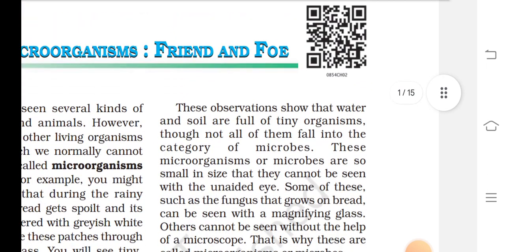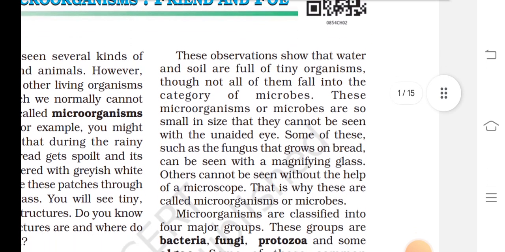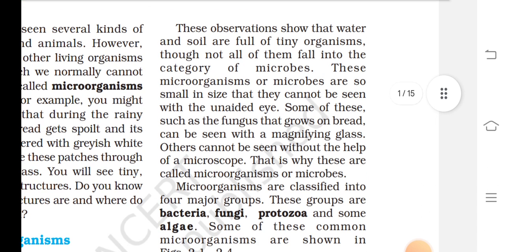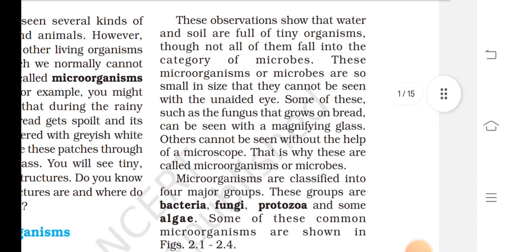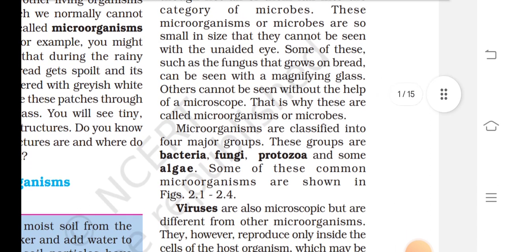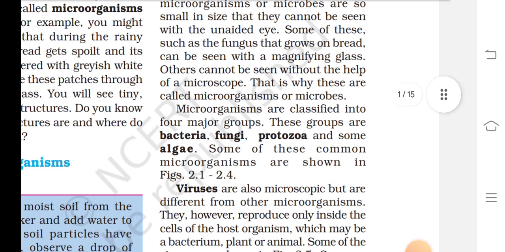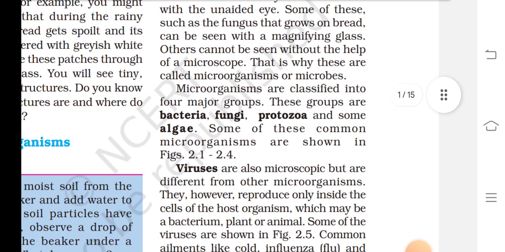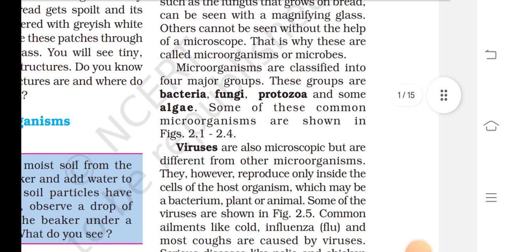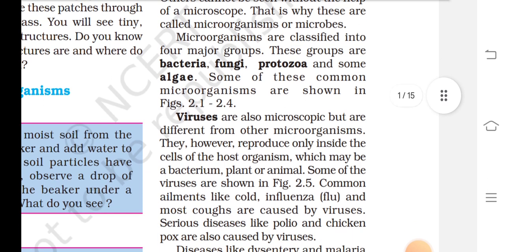These observations show that water and soil are full of tiny organisms, though not all of them fall into the category of microbes. These microorganisms or microbes are so small in size that they cannot be seen with the unaided eyes. Some of these, such as the fungus that grows on bread, can be seen with a magnifying glass. Others cannot be seen without the help of a microscope. That is why these are called microorganisms or microbes.